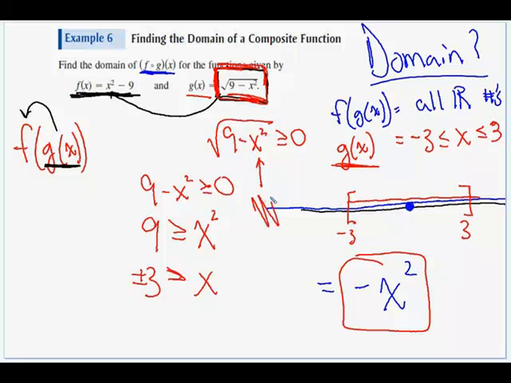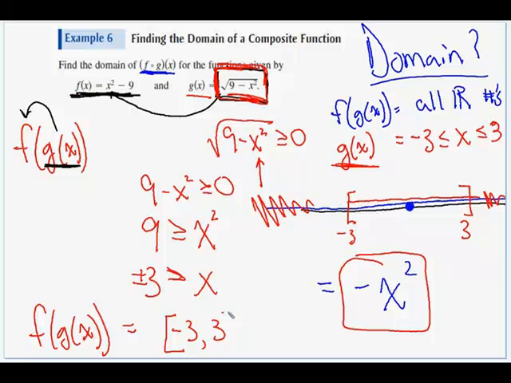Well, out here the blue is all by itself, so that's gone. Over here the blue is all by itself, that's gone. The domain of the composite function, f of g of x, is going to be from 3 to negative 3. Even though the final composite function looks like it would be all real numbers, you always have to go back and consider that inner function's domain.